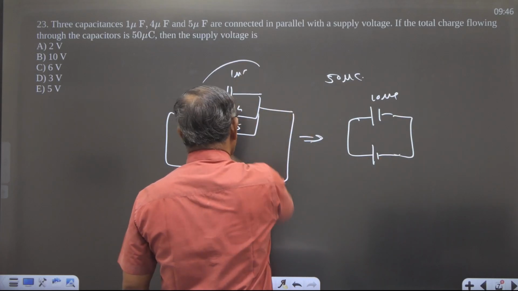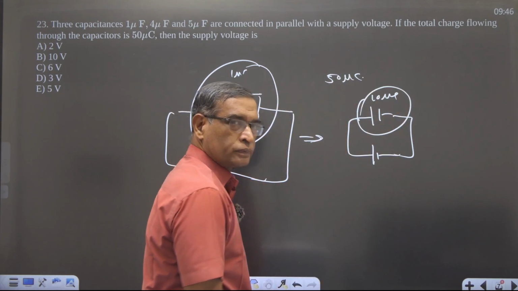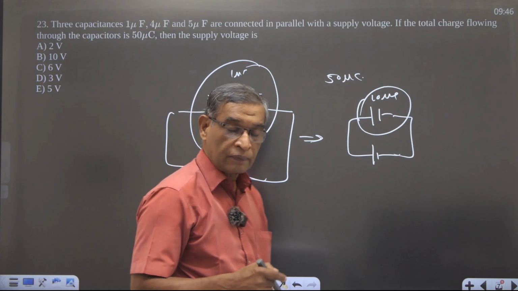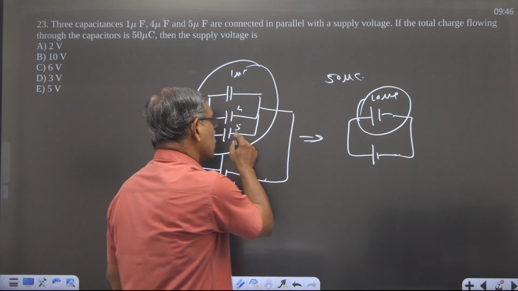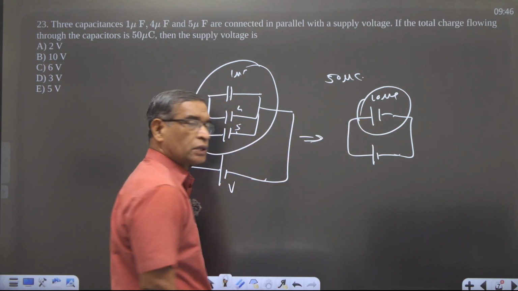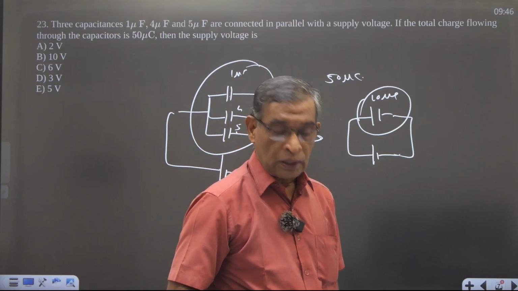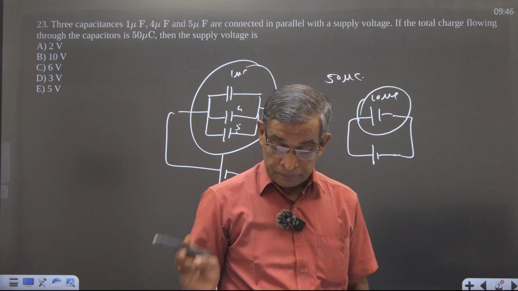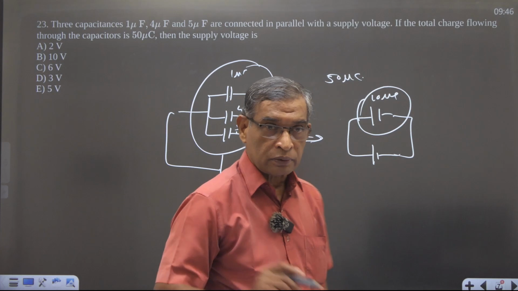The charge on this combination and the charge on this equivalent circuit are the same, which is 50 microcoulomb. I'm sorry, it is the charge and not the energy. And what is the charge? 50 microcoulomb. And what is the expression for charge? Charge is equal to CV.